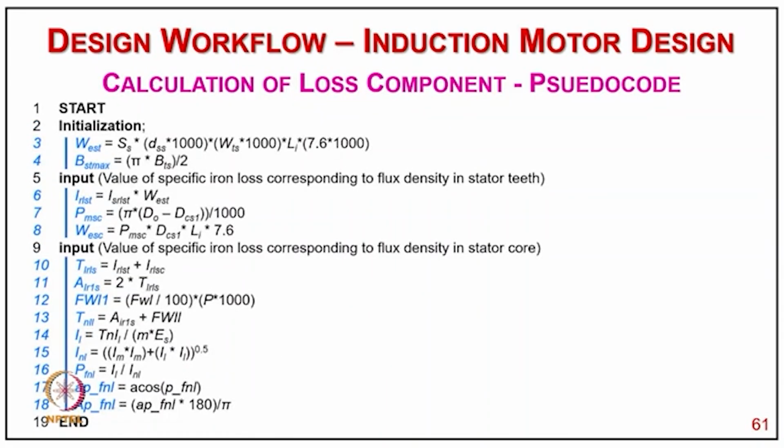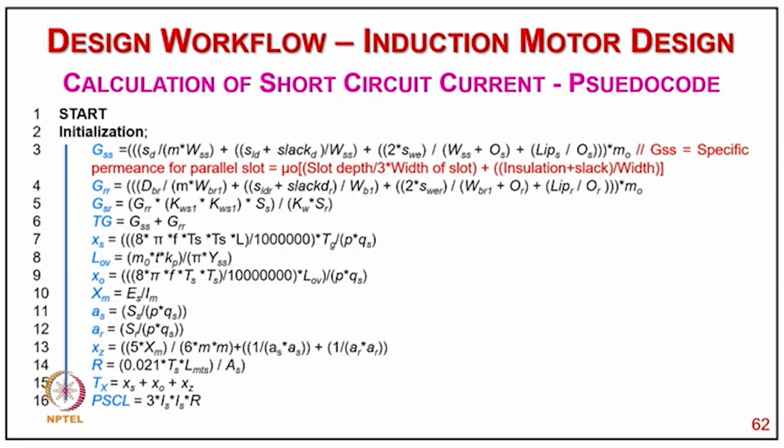Then we go to the loss component. As we have already given an example with the different formulas, as you can see here, width and flux density in different parts, then core losses in the stator core and stator teeth. We consider core loss only in these parts, and we calculate the loss component of current. Then of course we go for all the equivalents: magnetizing current, reactance, and the total resistance.